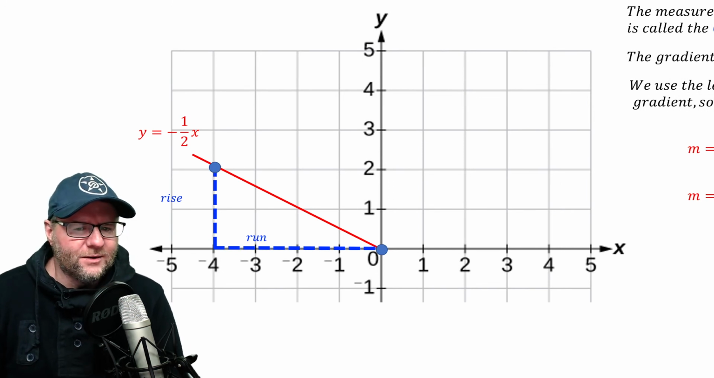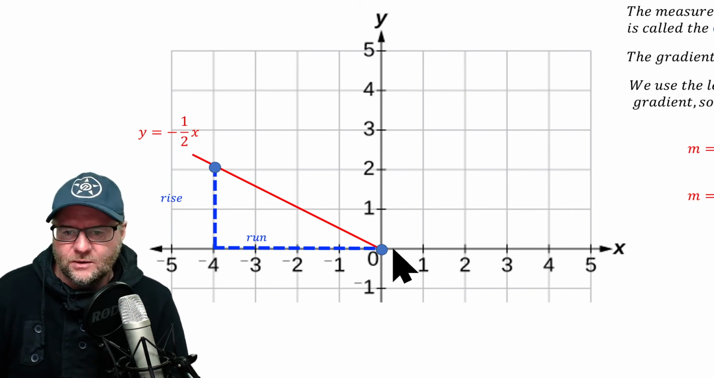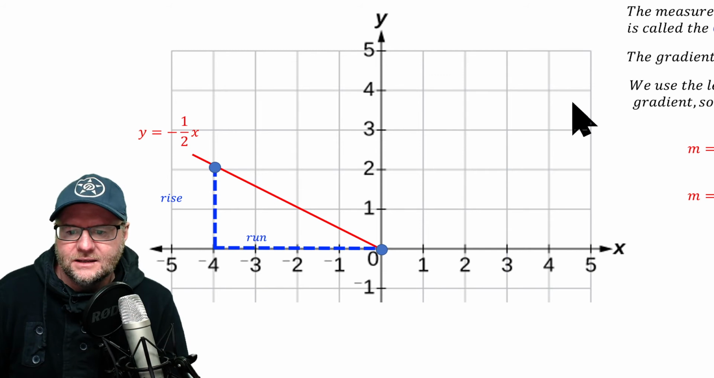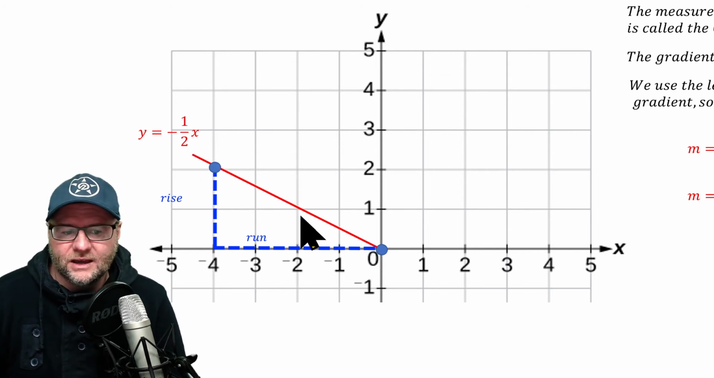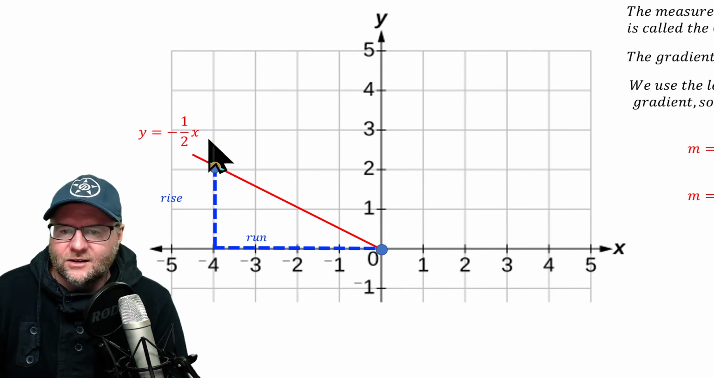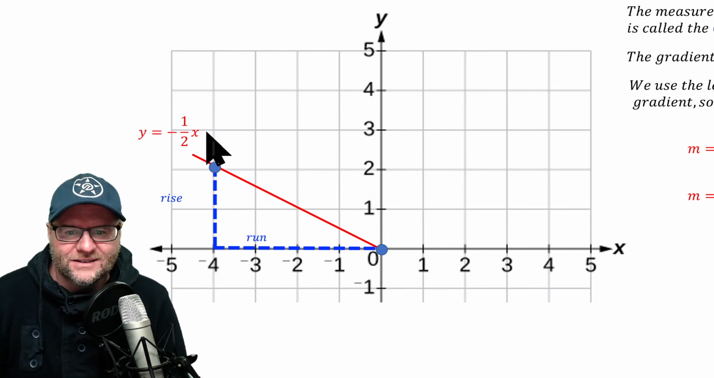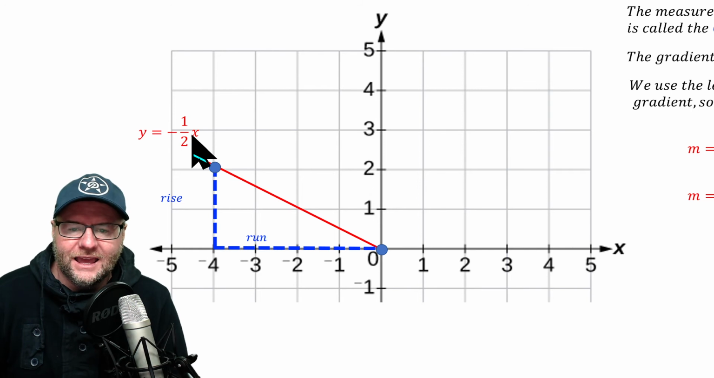What about lines, though, that go the opposite direction? Everything we've done so far has gone up to the right. But what about lines that go up to the left? Do the same rules apply? Here's the equation of this line. It's y equals negative a half x.